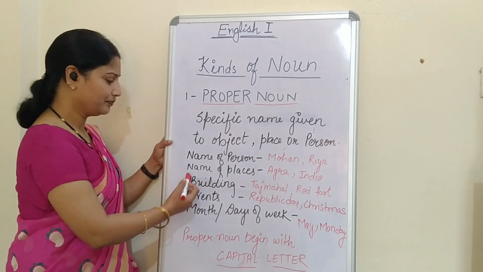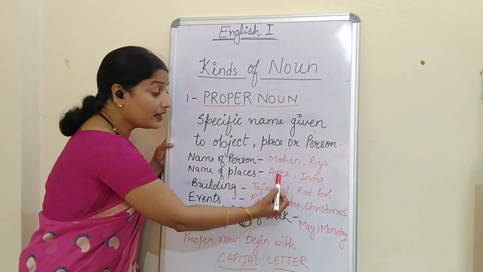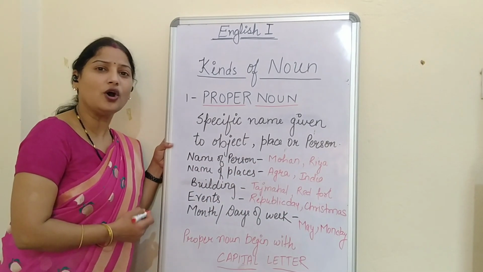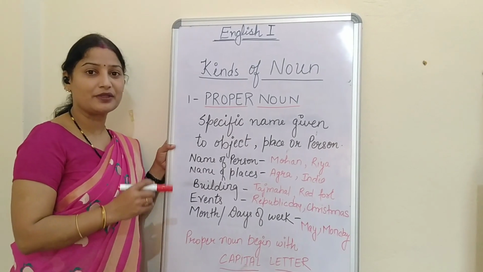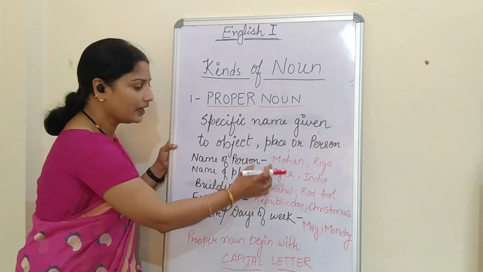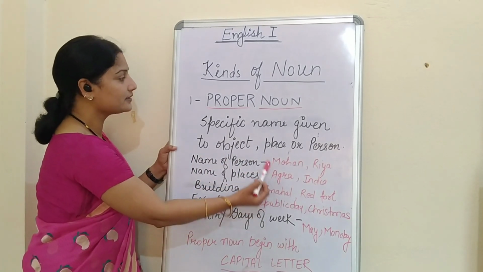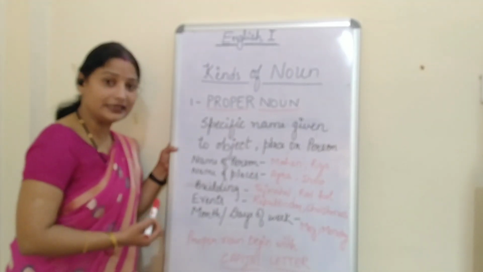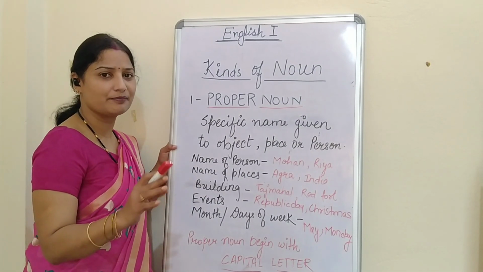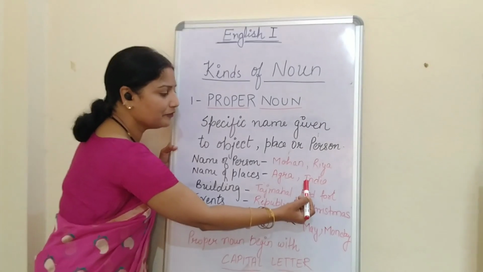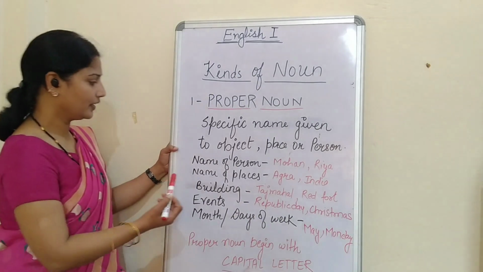In the same way, Agra and India. Agra is the name of a city, although we have multiple cities all over the world. But specifically, I am talking about Agra. So, this Agra is a proper noun. In the same way, there are many countries in the world, but specifically, I have written India. So, this is a proper noun.